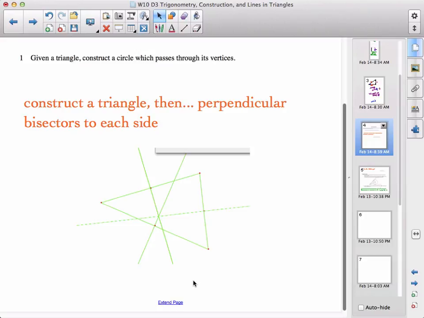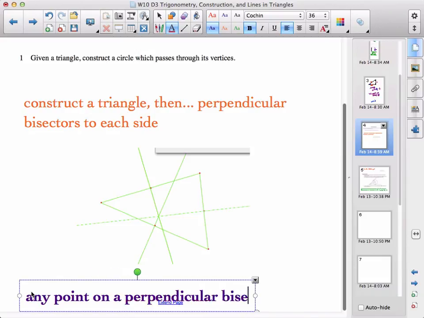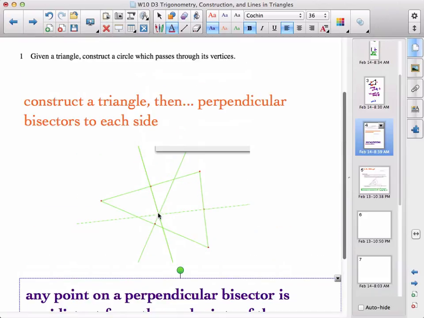Iona, yeah. Because any point on a perpendicular bisector is equidistant from the endpoints of the segment that it bisects, right? Close. Okay. So Iona, explain to me what's happening here.